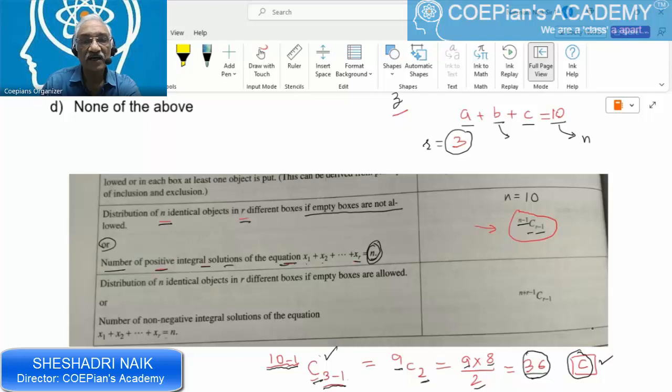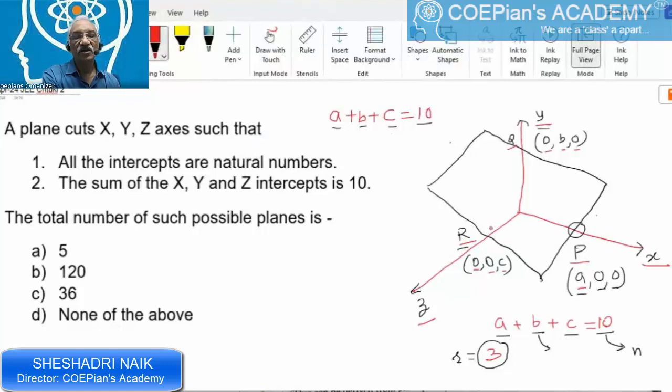Now we will look at what is a चुटकी वाला solution. So अभी हम लोग इसी प्रॉब्लम का शॉर्टकट सॉल्यूशन देखते हैं, which is a चुटकी वाला solution. So again, let's quickly read the problem. A plane cuts XYZ axis such that the intercepts are natural numbers. So 1, 2, 3, 4, 5, 6 ही होना चाहिए और उसका sum 10 होना चाहिए. So based on this particular diagram, we got a condition that A plus B plus C equals to 10.